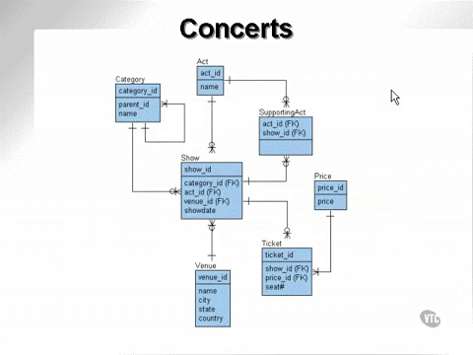The concert schema. In the concert schema, we have venues, acts, in other words, the names of the bands or the performers, and then every show that the act performs at each venue. Thus, between venue and act, there's a many-to-many relationship. Also, there's a supporting act for each act at each show. Thus, the many-to-many relationship between act and show is resolved by supporting act.